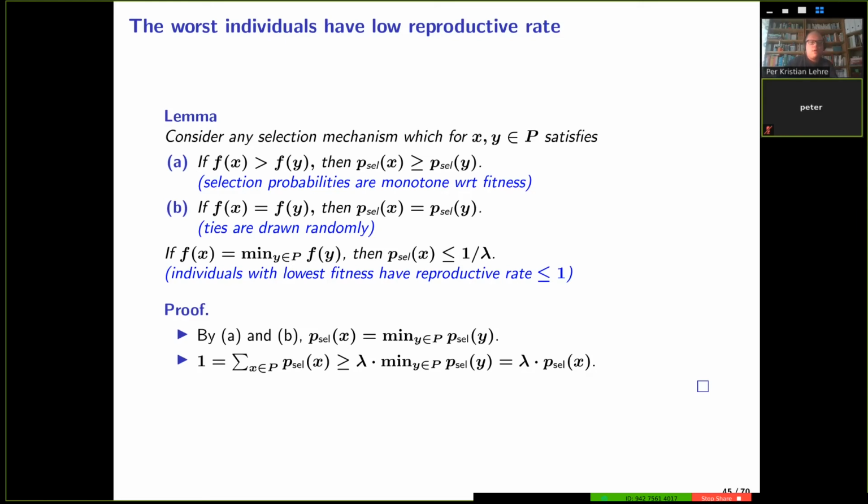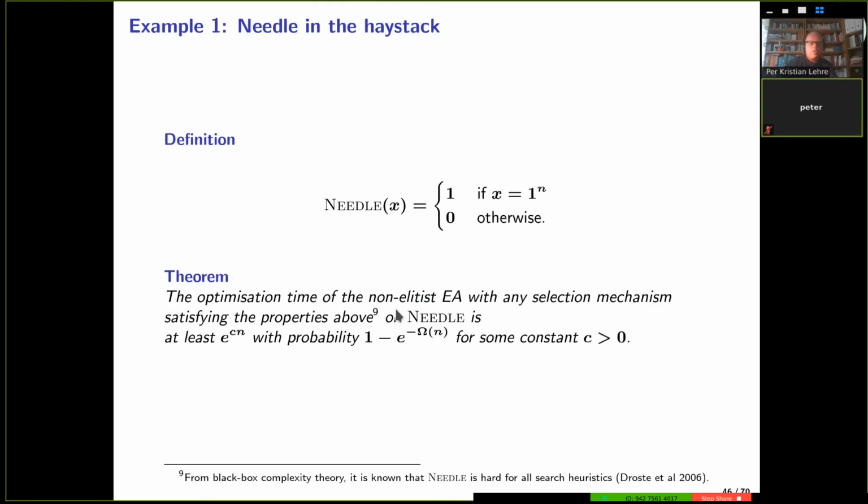Okay, so let's look at an example of how we can apply this theorem. We now consider a fitness function which is called needle in the haystack. Needle in the haystack is a problem where one specific bit string, let's say for example the all 1-bit string, has fitness 1 and all other individuals have fitness 0. This is a classical problem that EAs can't really solve. So what we can prove using this theorem is that the optimization time of any non-elitist EA with any selection mechanism on needle is going to be exponentially large with exponentially high probability.